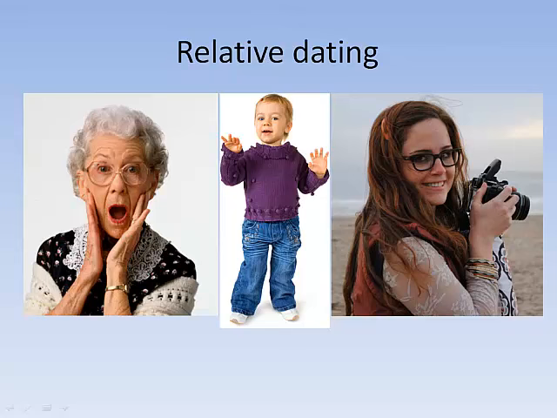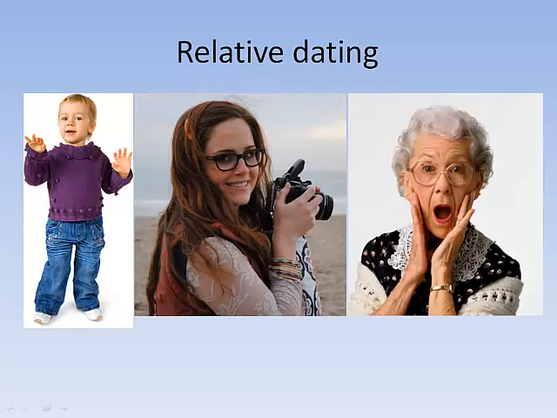When you look at the pictures of these three people, you don't know their birthdays. You don't know their exact ages. But do you have any trouble putting them in order from the youngest to the oldest? Nobody does. It's obvious that this person is younger than this person, and this person is younger than that person. And we don't need to know their exact birthdays to be able to put them in order from youngest to oldest. That's the idea behind relative geologic dating.